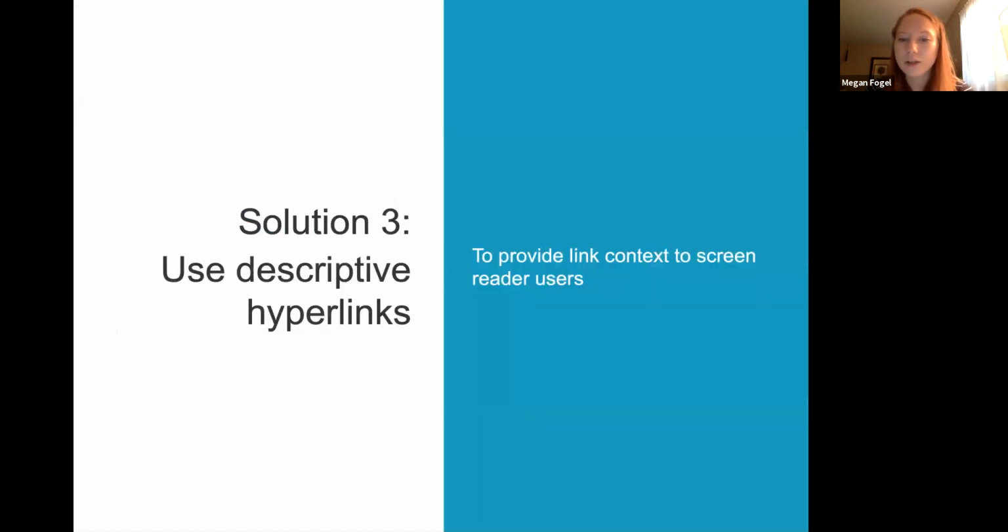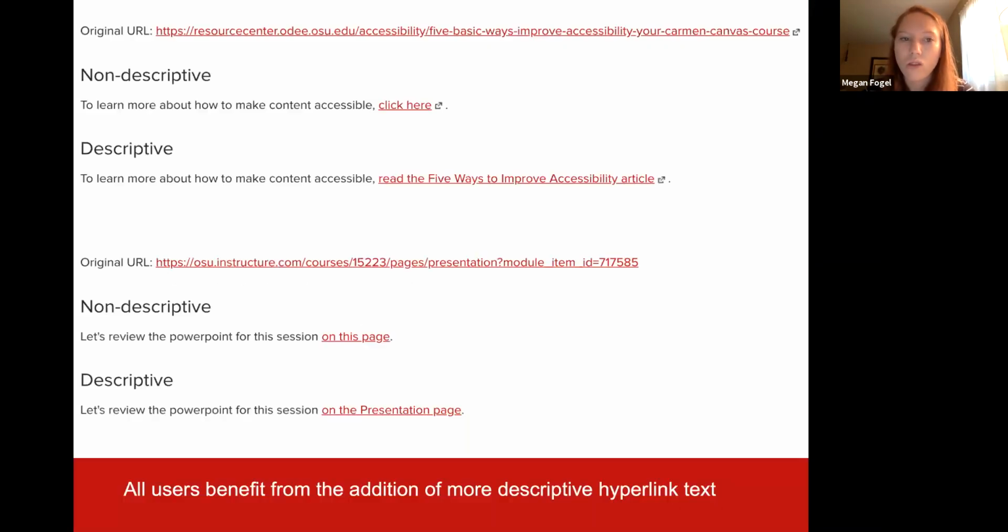So what we want to do is use descriptive hyperlinks. There's a lot of research out there about when and why to use descriptive hyperlinks, but really what this does is it gives link context to screen reader users. It gives them a little bit more understanding of why to go there. So I have a couple examples here.